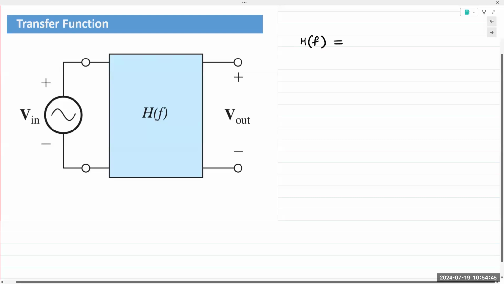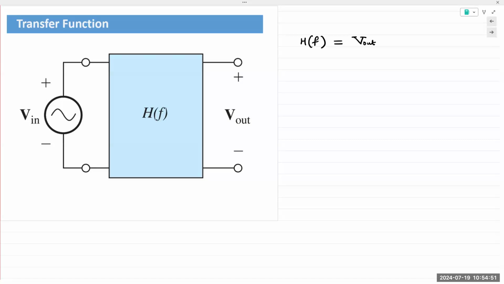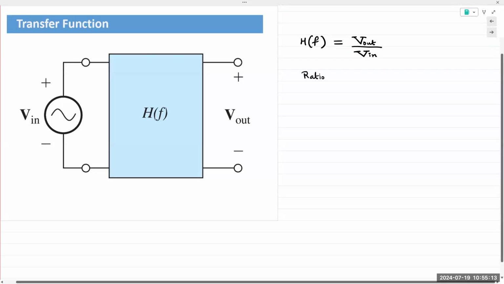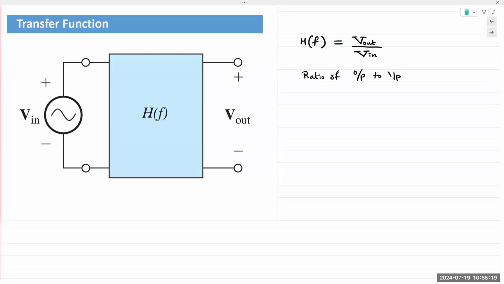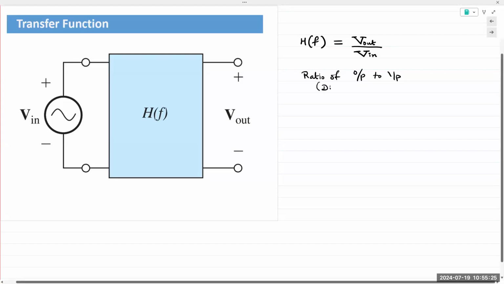And if you notice, both of these are in phasor form. The input voltage and the output voltage are both in phasor form, again because they are time-dependent AC signals, and so we're going to use phasor forms for both signals. H of F is simply the ratio of the output voltage to the input voltage. Ratio of output to input. And because it's a ratio, it doesn't have any units, it is dimensionless.